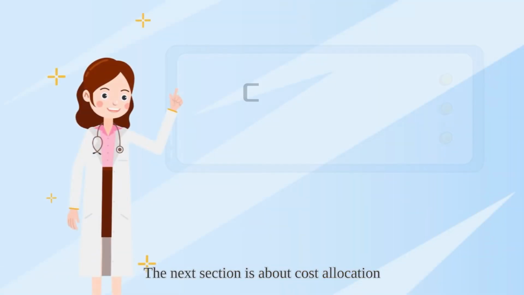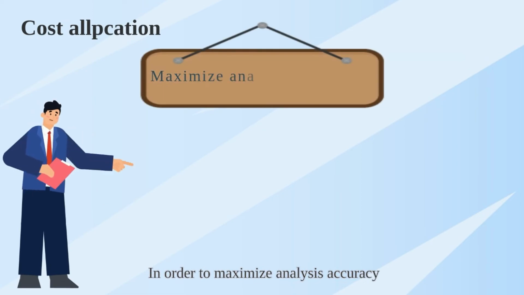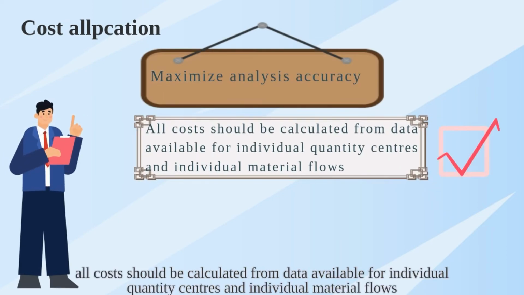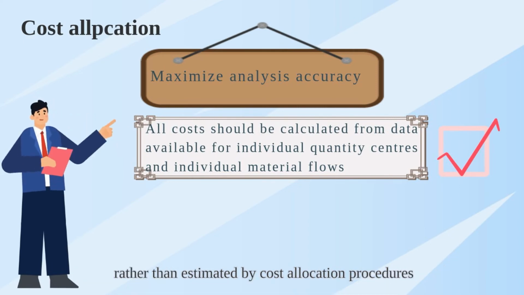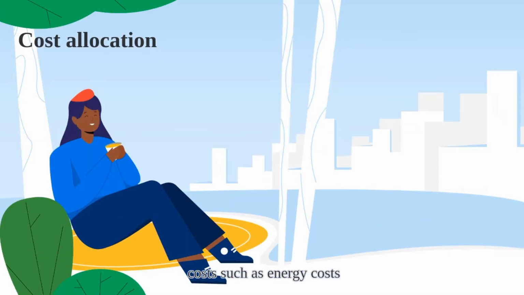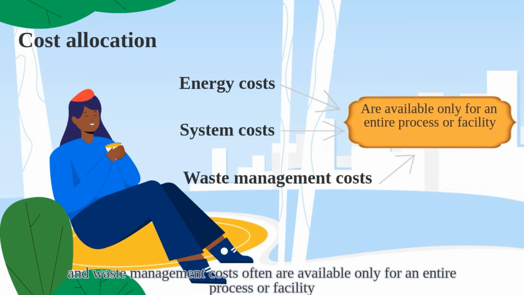The next section is about cost allocation. In order to maximize analysis accuracy, all costs should be calculated from data available for individual quantity centers and individual material flows, rather than estimated by cost allocation procedures. However, costs such as energy costs, system costs, and waste management costs often are available only for an entire process or facility.